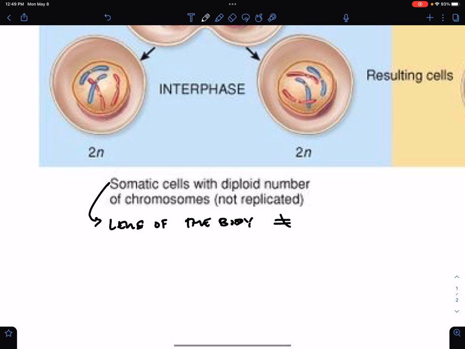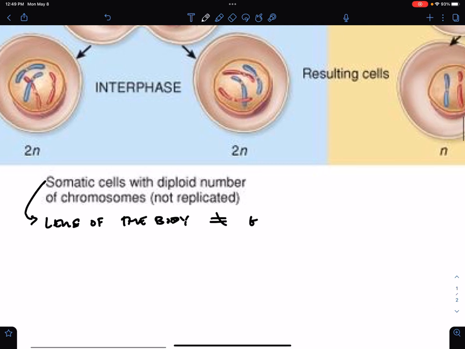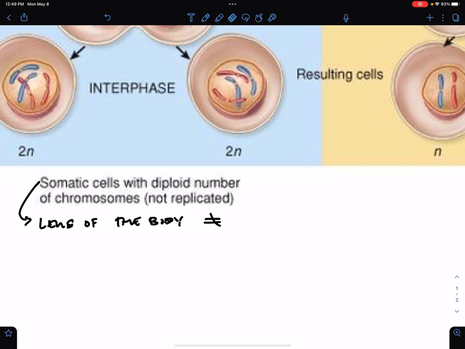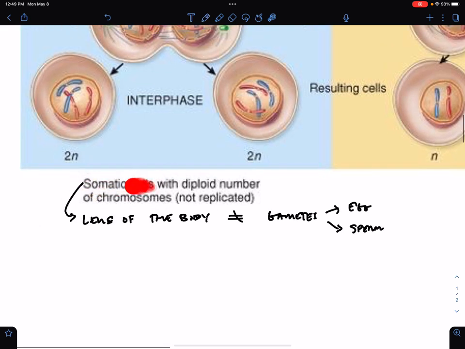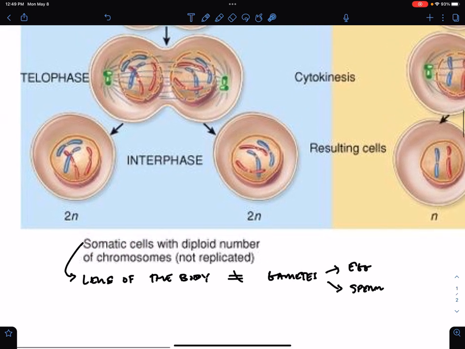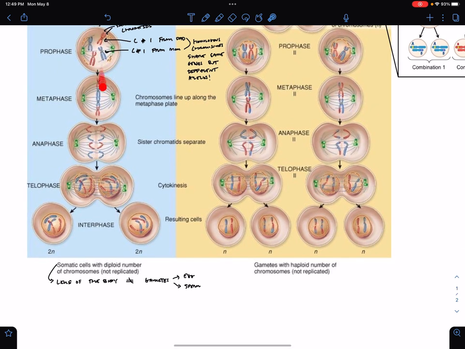This is not equal to your gametes. Your gametes are either your egg or your sperm. So somatic cells are all your body cells except for your eggs and sperm. So this is the process by which all your cells grow and divide when they're body cells.